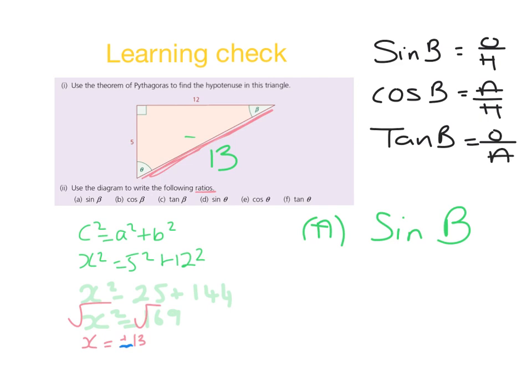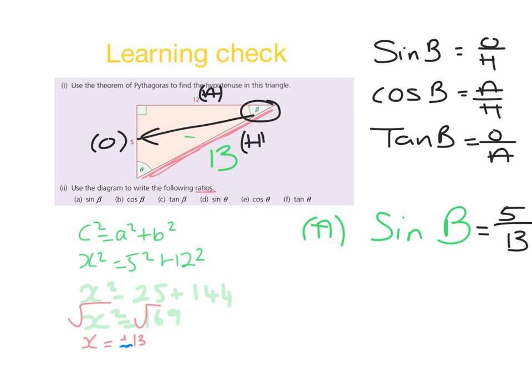Okay, so the sine of B, so let's label everything. So this is still going to be my H, and if B is my given angle, then this is going to be my opposite, and then the last one here is going to be my adjacent. So sine is opposite over hypotenuse, so the sine of B is going to be opposite, which is 5, over hypotenuse in this triangle, which is 13. So that's the answer to the first one there.